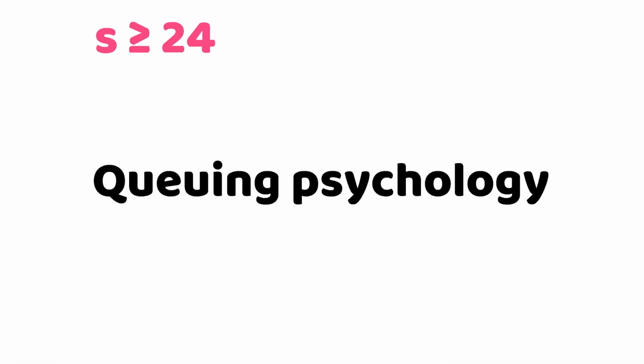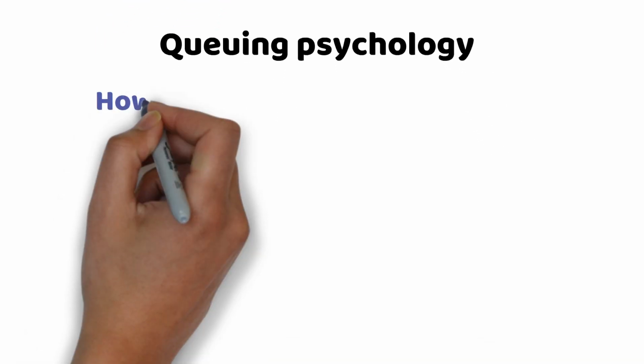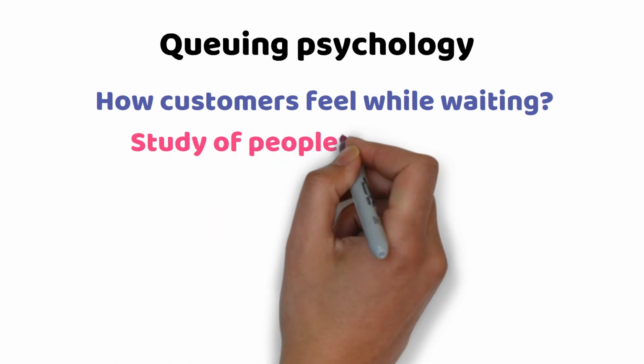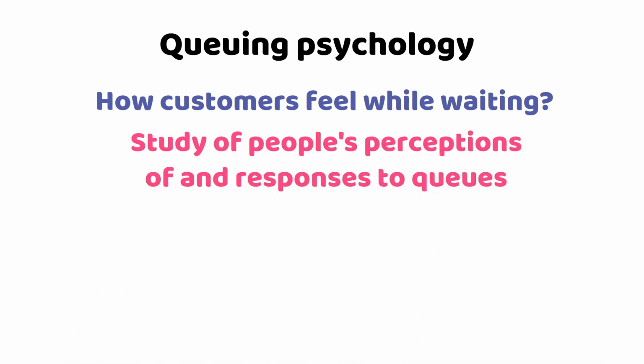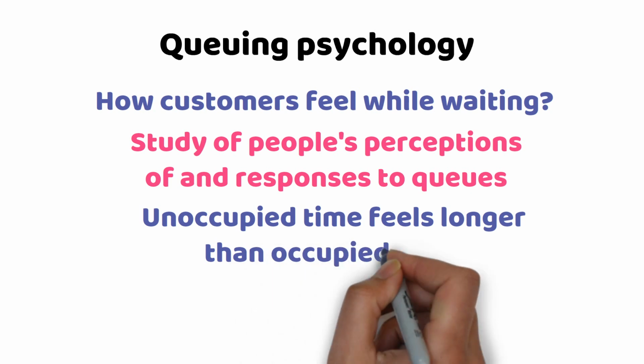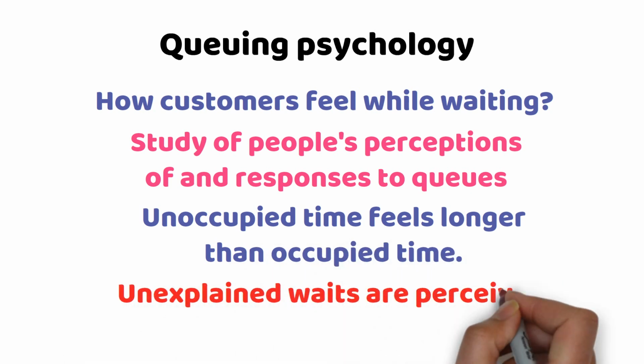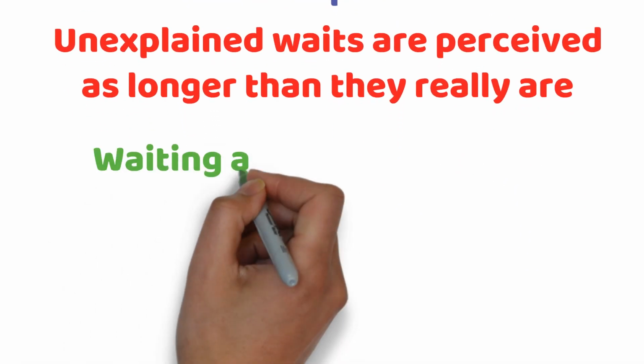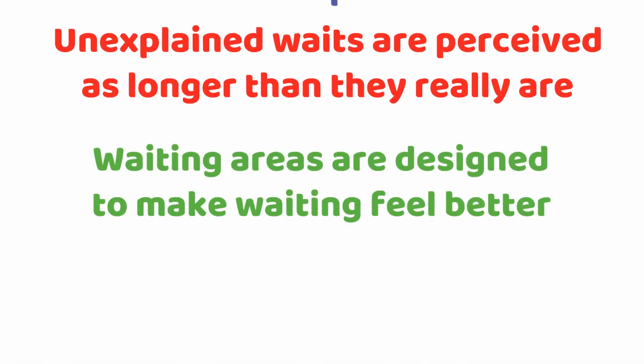In the end, let us understand about the queuing psychology and its impact on queuing theory. Queuing theory actually ignores one very important aspect of queuing: how customers feel while waiting. Queue psychology is the study of people's perceptions of and responses to queues. Queuing experts have determined that unoccupied time feels longer than occupied time. Unexplained waits are perceived as longer than they really are. Queue psychology says that it is not the length of the line or the wait that matters most, it is how people feel while waiting. So, the waiting areas are designed to make waiting feel better. This is all about the queuing theory.